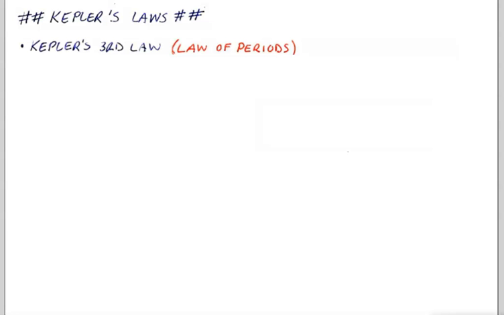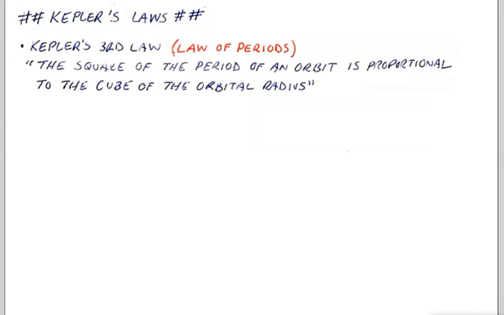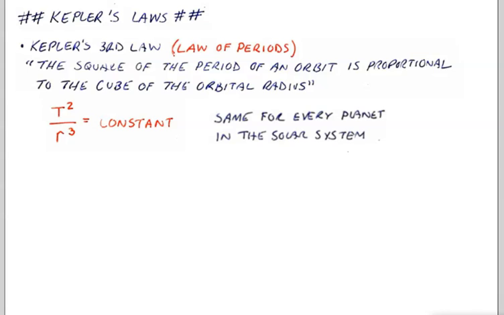Kepler's third law ties the whole solar system together. It's also known as the law of periods or the law of harmonies. It says the square of the period of an orbit is proportional to the cube of the radius. So what does that mean? It means the ratio of period squared to radius cubed is equal to a constant. And that constant is the same for every planet in the solar system.